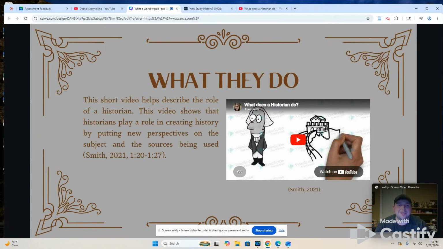Things that we once thought occurred a certain way, new sources or new interpretations within the field can alter stories, or they can give more detail to what happened in a story. So, moving forward.